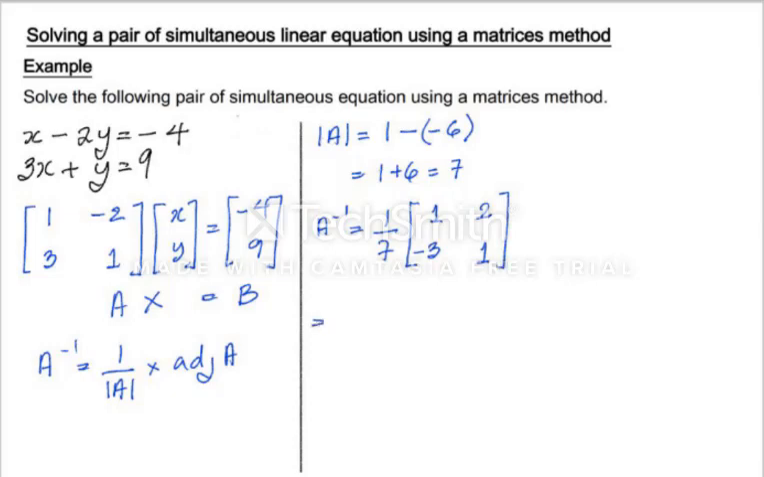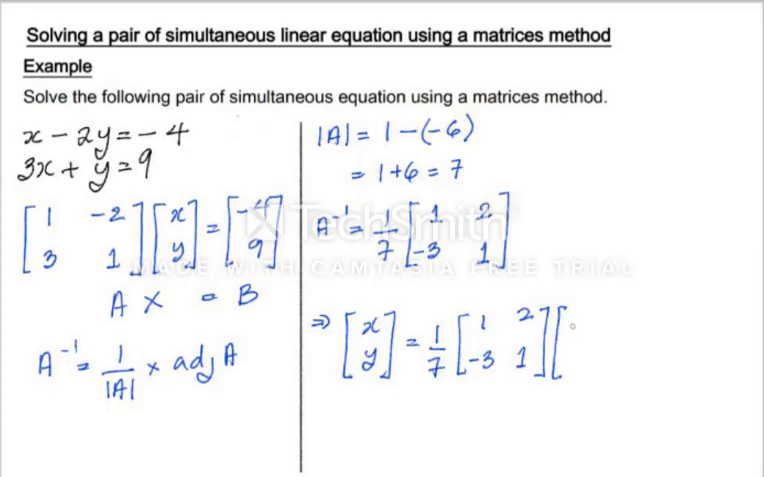Now, as I said, write back X. X, Y is equal to A inverse times B. So you write back X and multiply the right hand side by A inverse. This is 1 over 7 times the matrix 1, 2, minus 3, 1, times B, which is minus 4, 9. Let's multiply the two matrices and then multiply by the fraction last.